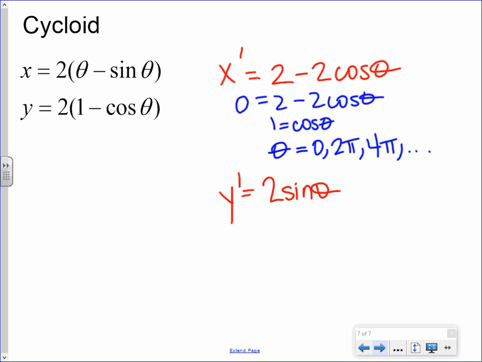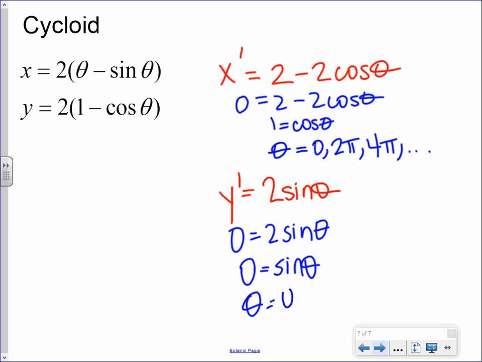If we want to look at where y prime is 0, we are essentially looking at where the sine is 0, which happens where? 0, pi, 2 pi, 3 pi, 4 pi, etc.